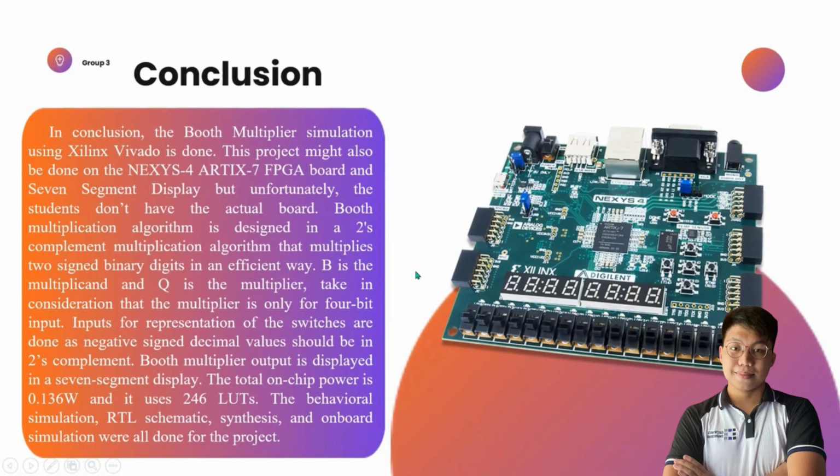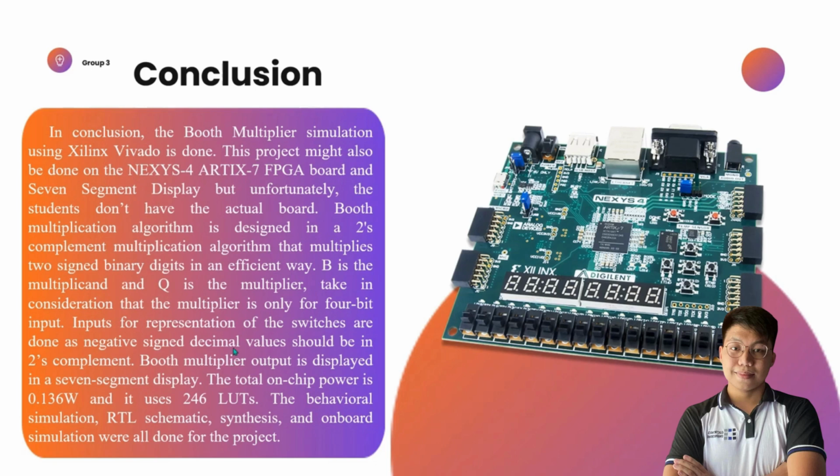In conclusion, the Booth multiplier simulation using Xilinx Vivado is done. This project might also be done on the Nexys 4 Artix-7 FPGA board and 7-segment display, but unfortunately, the students don't have the actual board. Booth multiplication algorithm is designed as a 2's complement multiplication algorithm that multiplies two signed binary digits in an efficient way. B is the multiplicand and Q is the multiplier. Take into consideration that the multiplier is only for 4-bit input. Inputs for representation of the switches are done as negative signed decimal values should be in 2's complement.